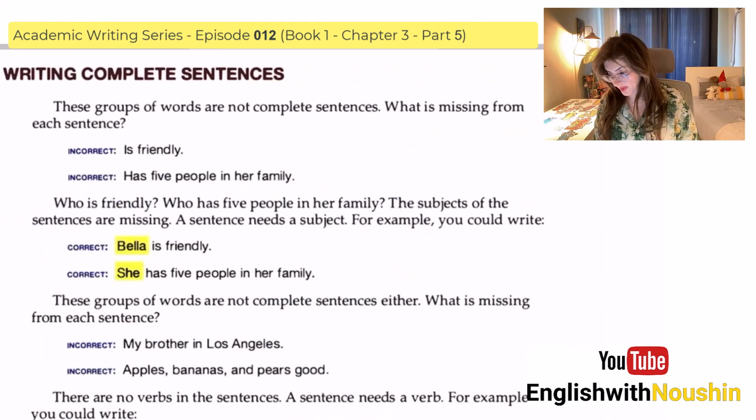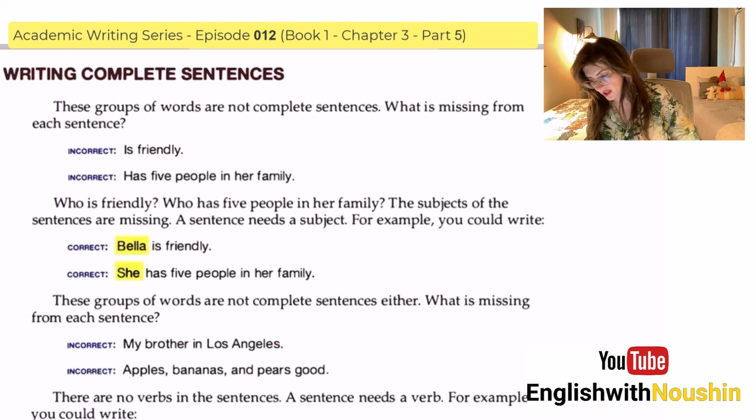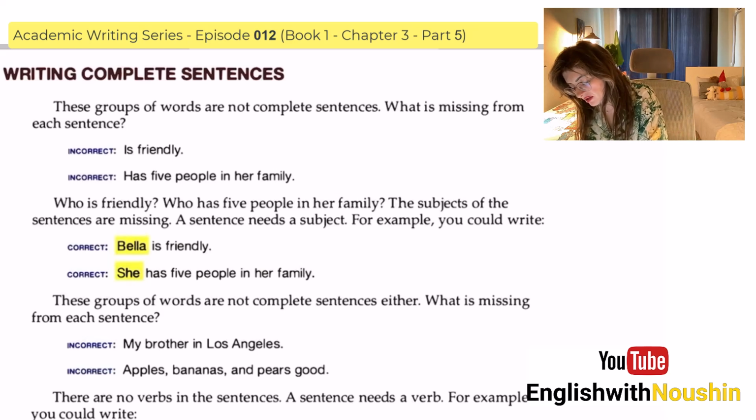Now, let's go to page 56. Writing complete sentences. The previous time we looked at sentences and we identified different parts of them. Now we want to get more into writing. Take a look at these sentences. It says that these groups of words are not complete sentences. What's missing from each one?